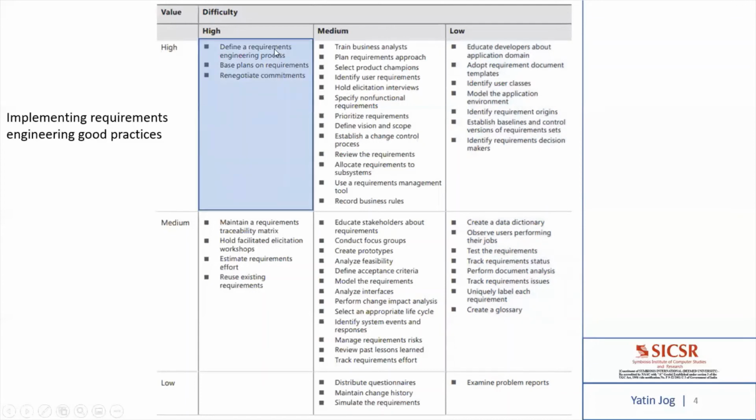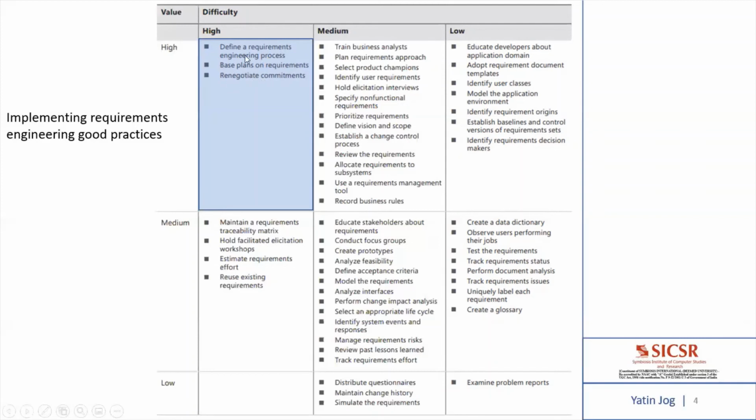Now this cell tells us the good practices which are very difficult to implement and which are having very high impact. So you should start focusing on implementing these once you have your basic good practices in place. So this indicates define a requirement engineering process. So we are talking about a process. That's why the difficulty level is high. Base plan on requirements and renegotiate commitments. So these are very difficult things to implement, but all these good practices have a high impact on the project completion.